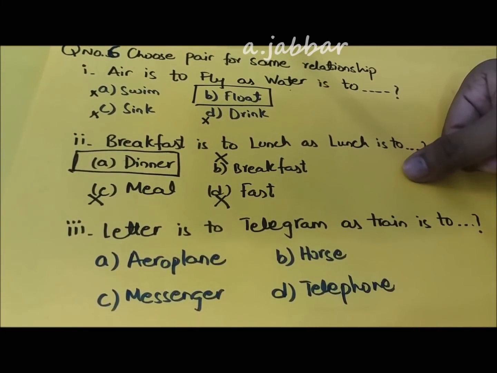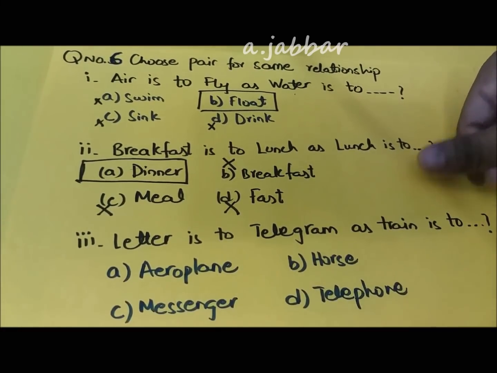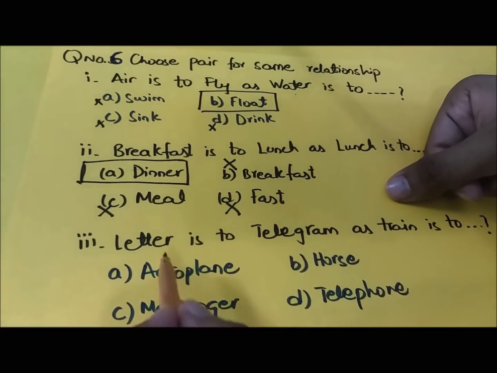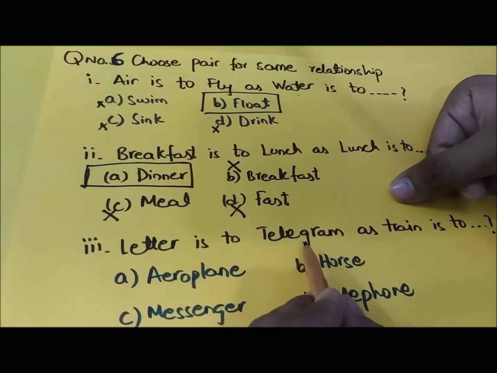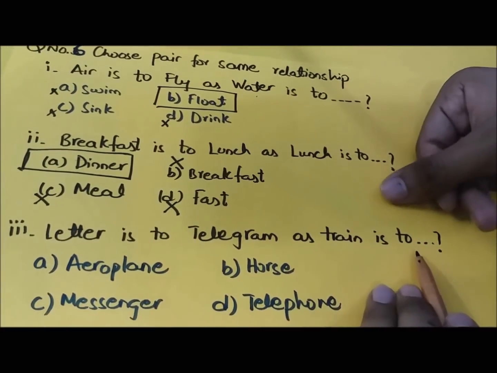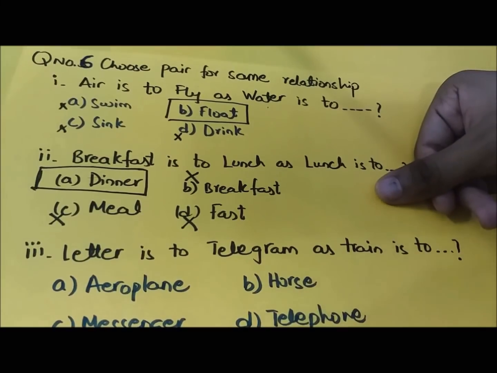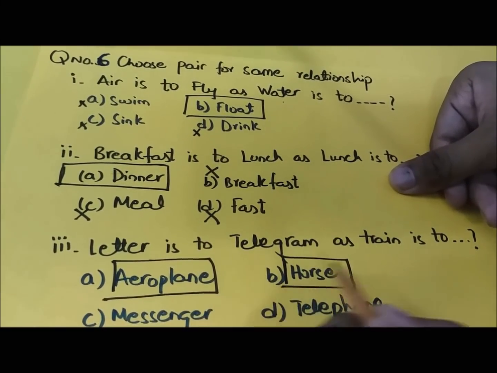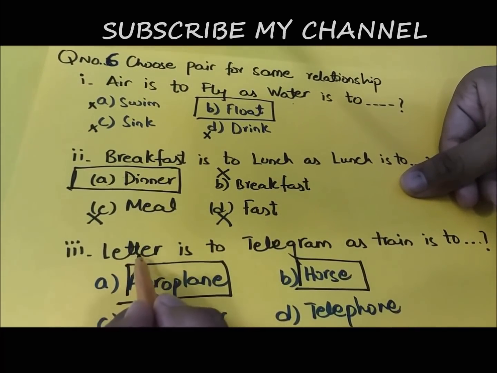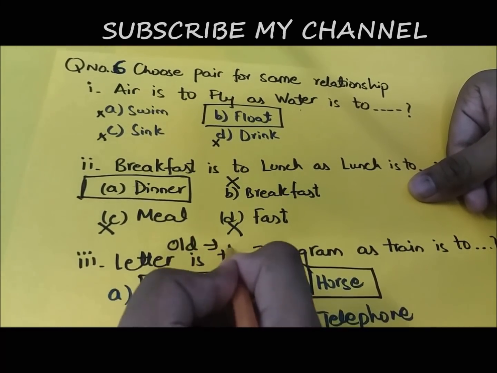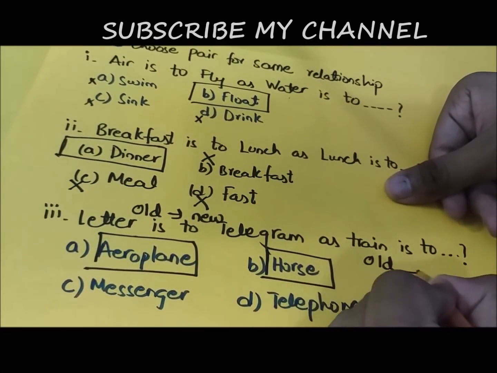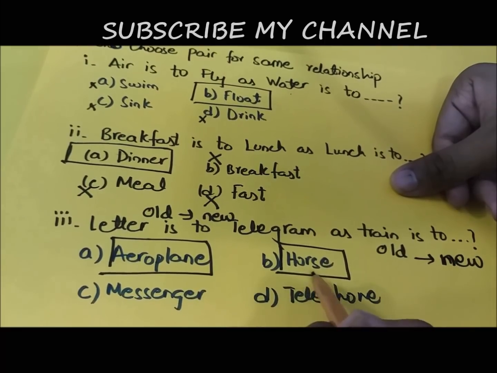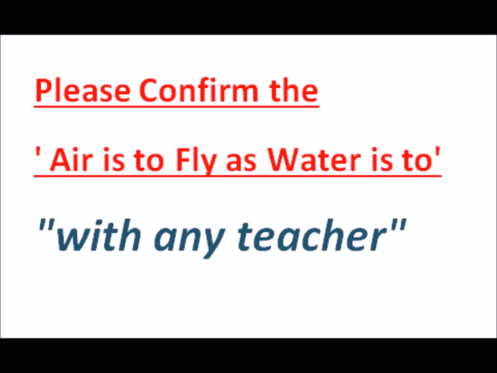Letter is to telegram as train is to. If I find some commonality between both of them and the difference, I can say that both are used for communication. But what's the difference between them? The letter is an old technology of communication, and the telegram is a newer technology. So, train is to. First of all, I have to find the common thing. What is the common word for train? Aeroplane and horse are the options. In the concept, we know that the letter was the old one, and we move towards the new, old to new. With the same concept, train is old here, and we have to move towards the new. So what is the new technology compared to the train? Horse? No. Aeroplane? Yes.